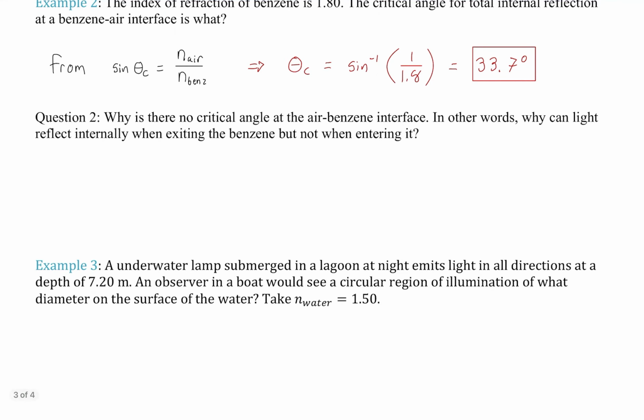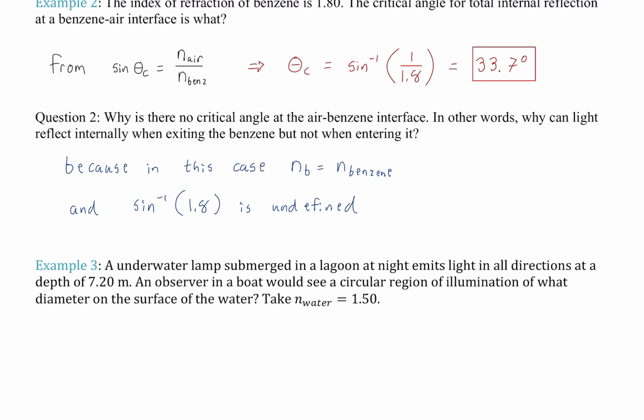Okay, so here's a question for us. Why is there no critical angle at the air-benzene interface? In other words, why can light reflect internally when exiting the benzene, but not when entering it? I mentioned before that that is a rule, but why is that the case? Well, in this case, n_B would equal the benzene, and then we'd have sine inverse of 1.8.